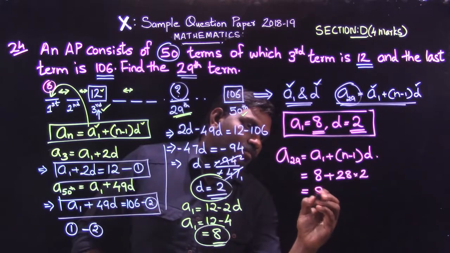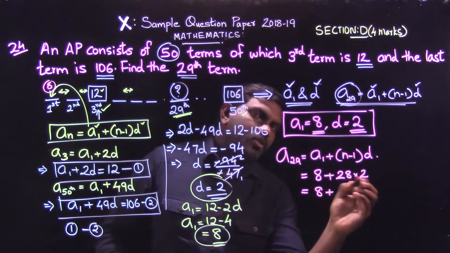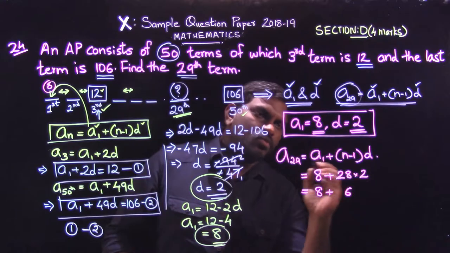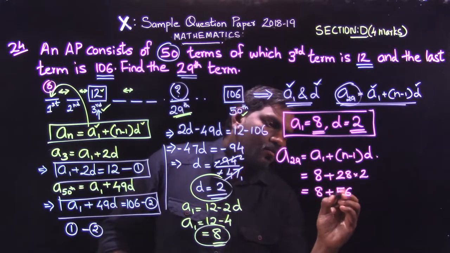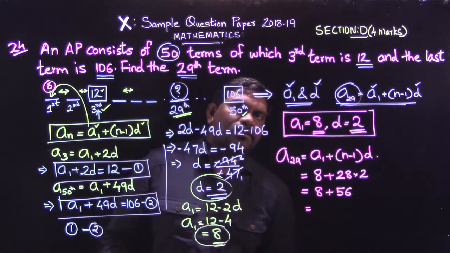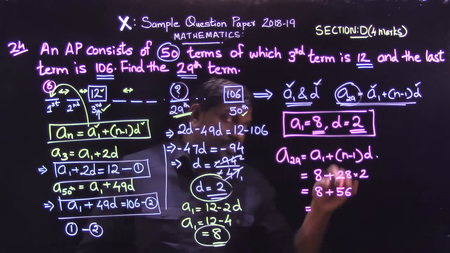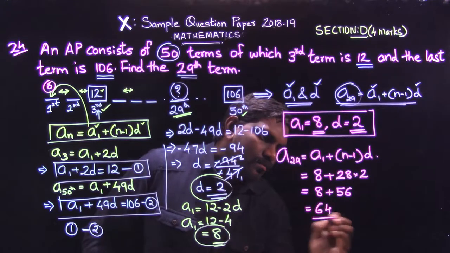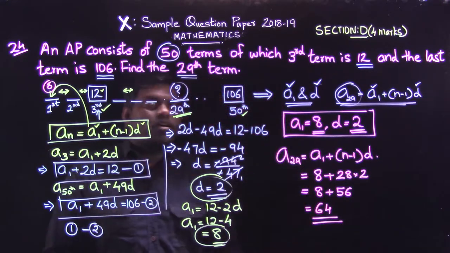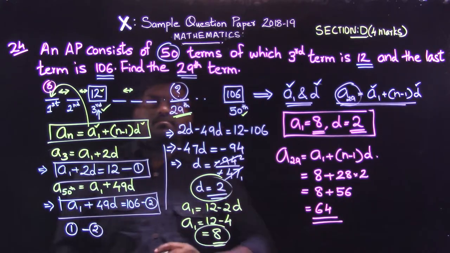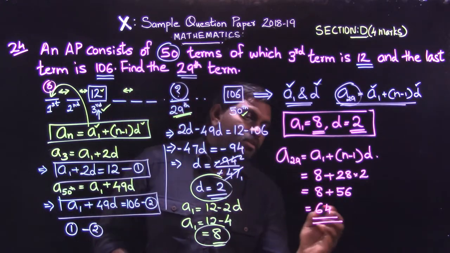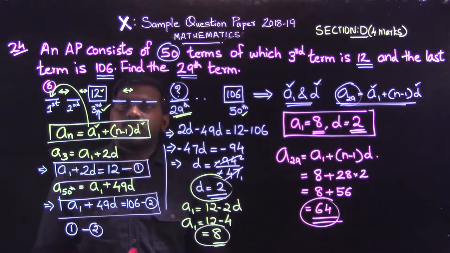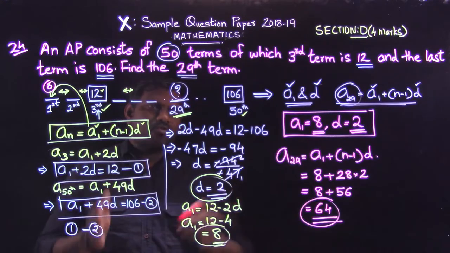So what I'm getting from here is 8 plus, when you multiply, 2 into 8 is 16, 2 into 2 is 4, 4 plus 1 is 5. So 56 plus 8, 56 plus 4 is 60, 60 plus 4 is 64. So the 29th term is nothing but 64. Clear? So this is the answer for question number 29. So this is how you solve it.